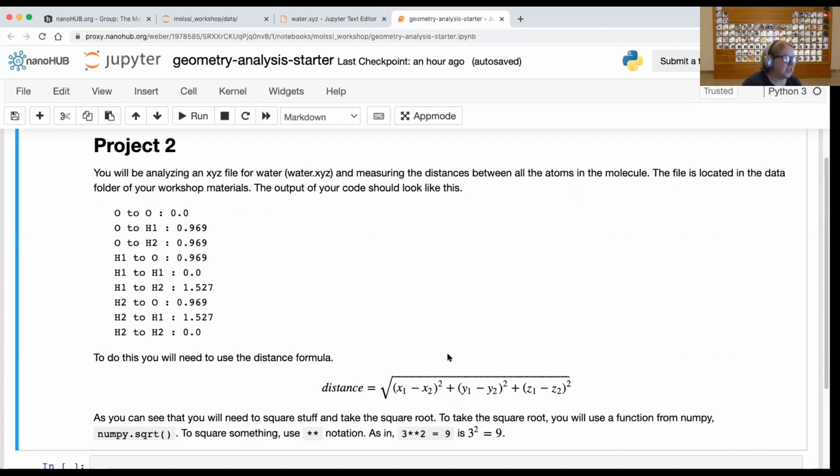To measure the distance between coordinates, you need the distance formula from geometry, which I've put down here to remind you of. When you're implementing the distance formula in your code, you'll need to square stuff because there's a squared term. To square something, you use the star notation. So in Python, if you do 3 star 2, that's saying 3 squared. You'll also need to take the square root, and there's a NumPy function to take the square root called numpy.sqrt. Then you put whatever you want to take the square root of in the parentheses.